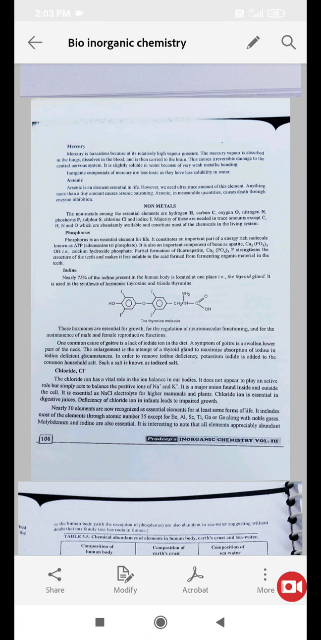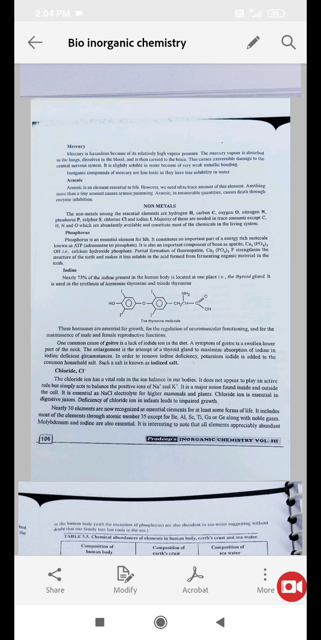Mercury is hazardous because of its relatively high vapor pressure. The mercury vapor is absorbed in the lungs, dissolved in the blood, and is carried to the brain. This causes irreversible damage to the central nervous system. It is slightly soluble in water because of very weak metallic bonding. Inorganic compounds of mercury are less toxic as they have less solubility in water.